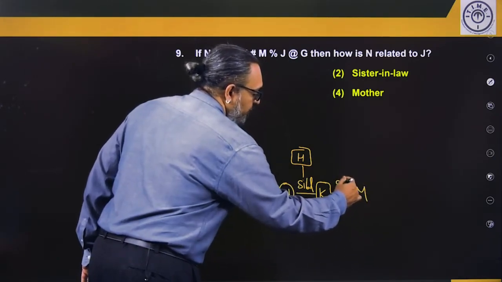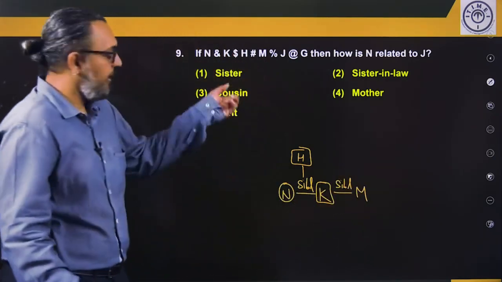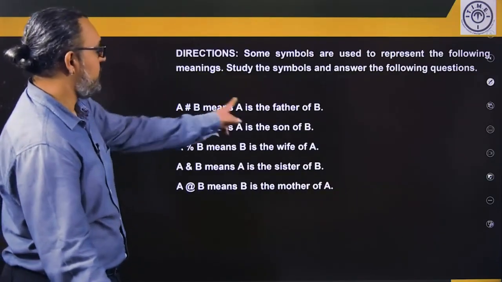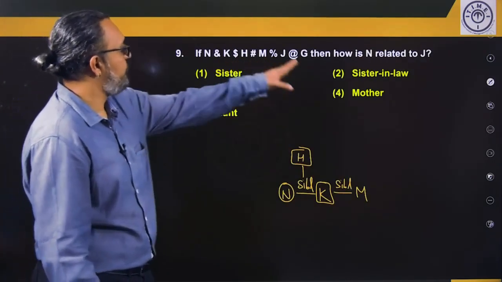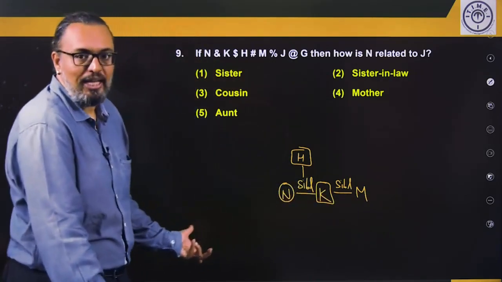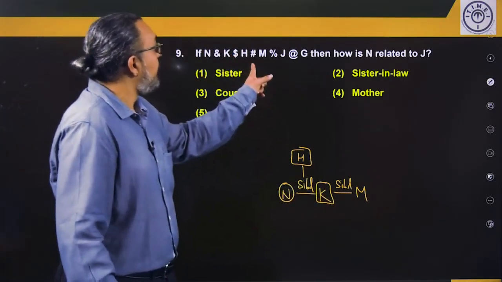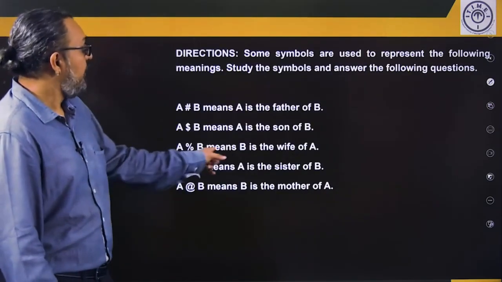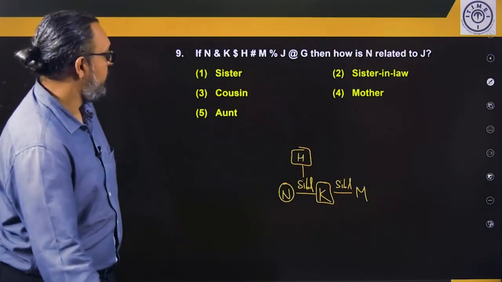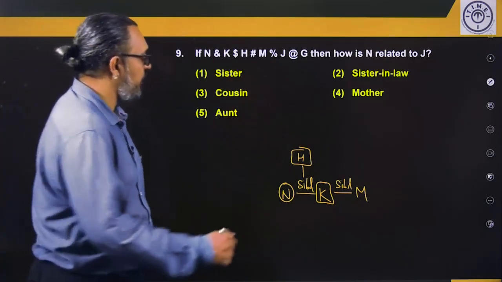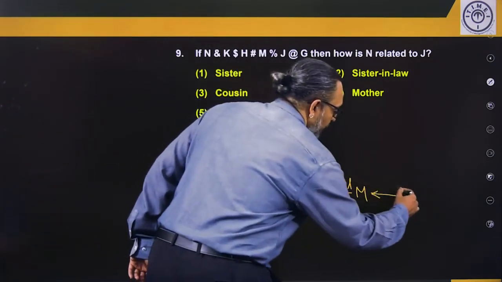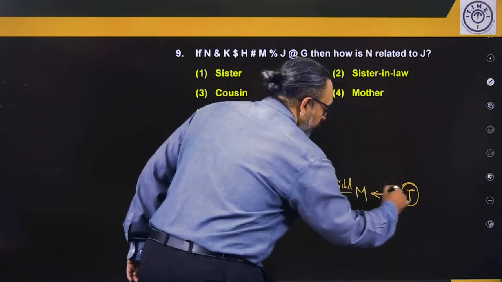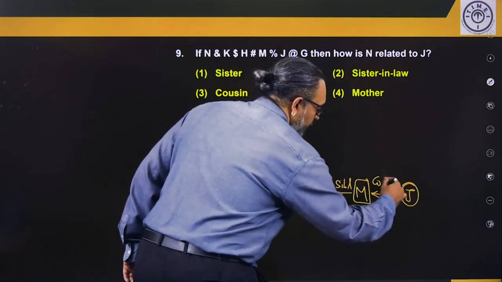So again we have siblings. Correct? H hash m. Hash is father in the forward direction. So h is a father to m. So m is also a sibling to n and k. Right? Then m percentage j. So what does percentage mean? In the reverse, wife. So in the reverse you take wife, means j is a wife of m. Okay. So we have j is a wife, that means m is a male. They are a couple.